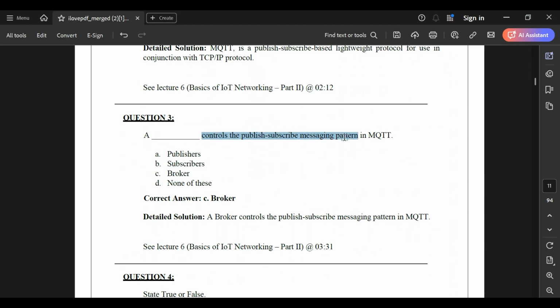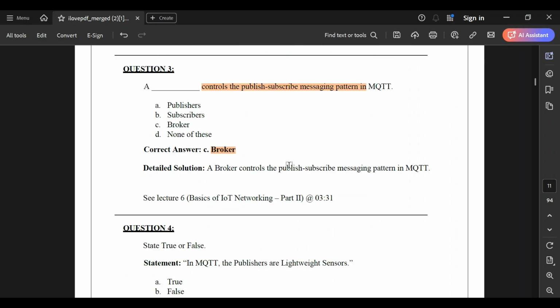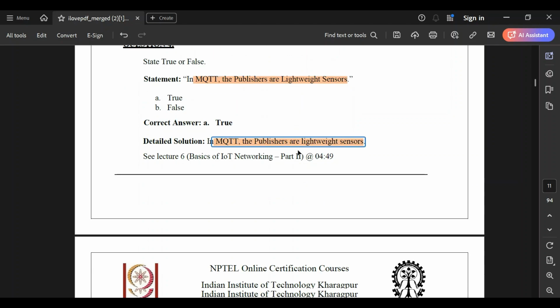The broker is there to control the publish-subscribe messaging pattern in MQTT. In MQTT, the publishers are lightweight sensors. You have already done this in the fill in the blanks. So yes, they are lightweight sensors.